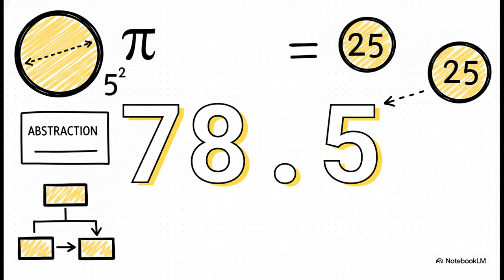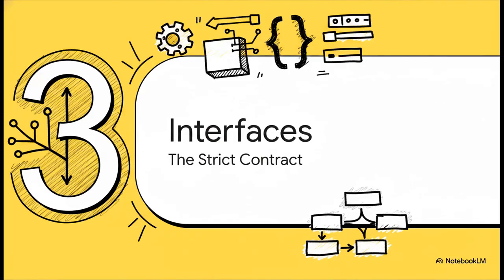The final output is 78.5. If you write this logic out clearly, step by step, you are going to get full marks on that question, for sure. Section 3. Interfaces, the strict contract.